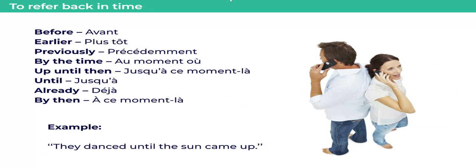We also have some sequential markers to refer back in time: before, earlier, previously, by the time, up until then, until, already, by then. For example, they danced until the sun came up.